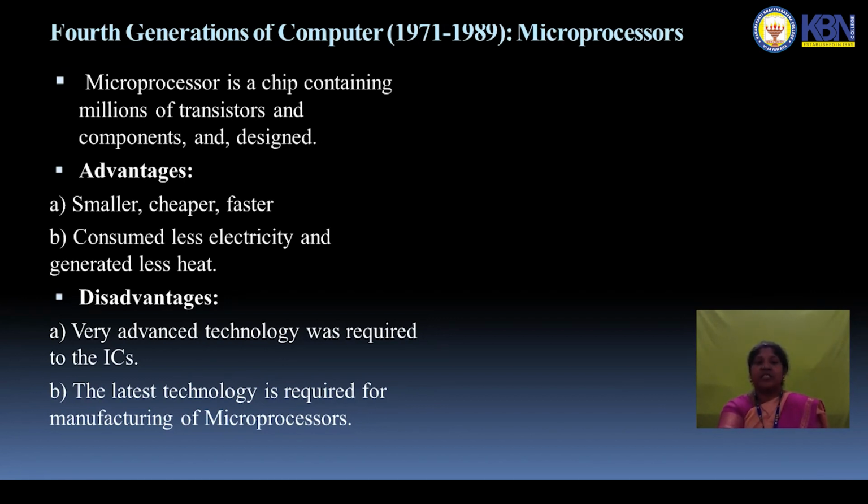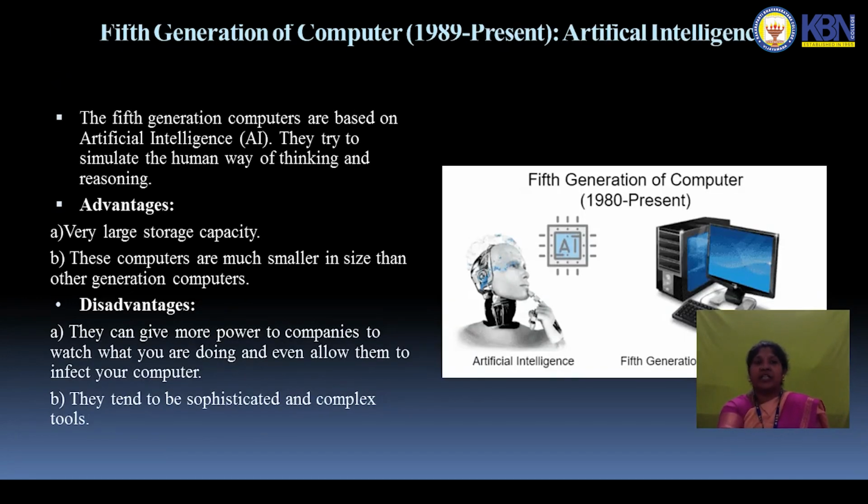Some disadvantages are like very advanced technology was required to make the microprocessor ICs. Then after, the latest technology is required for manufacturing of a microprocessor. So we need advanced technologies to make these microprocessors. This is the basic complexity for us. Go for the next one, which is called the fifth generation.